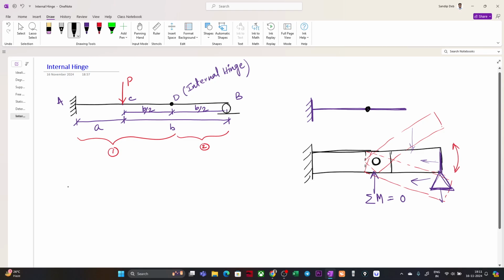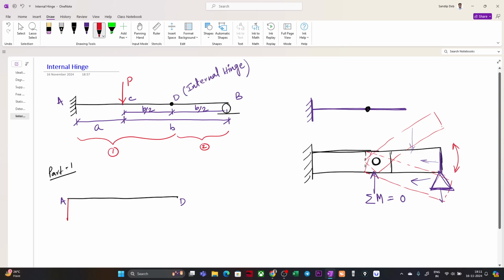So if we draw the free body diagram of part 1, then it will be, okay, this is the beam. I will just name this A, and this is my D, correct? What are the supports we have?